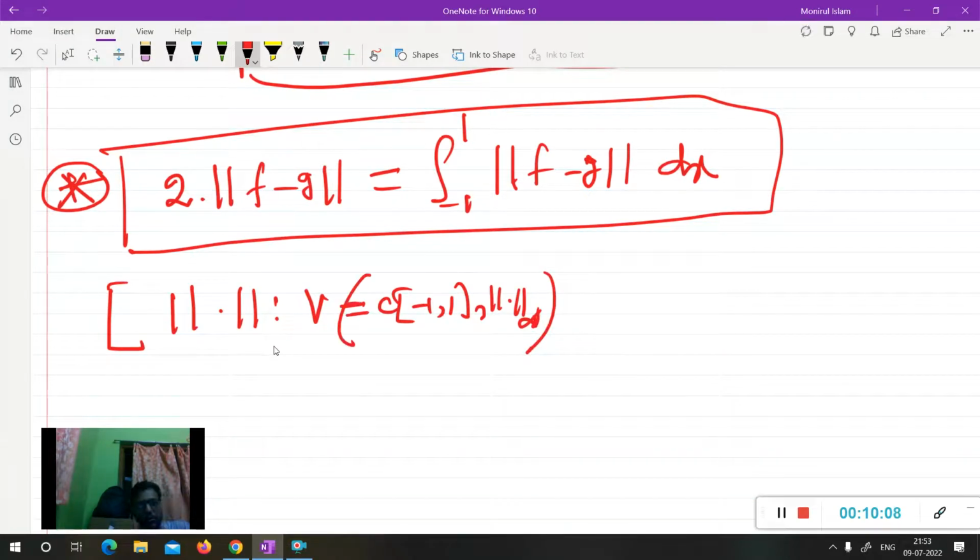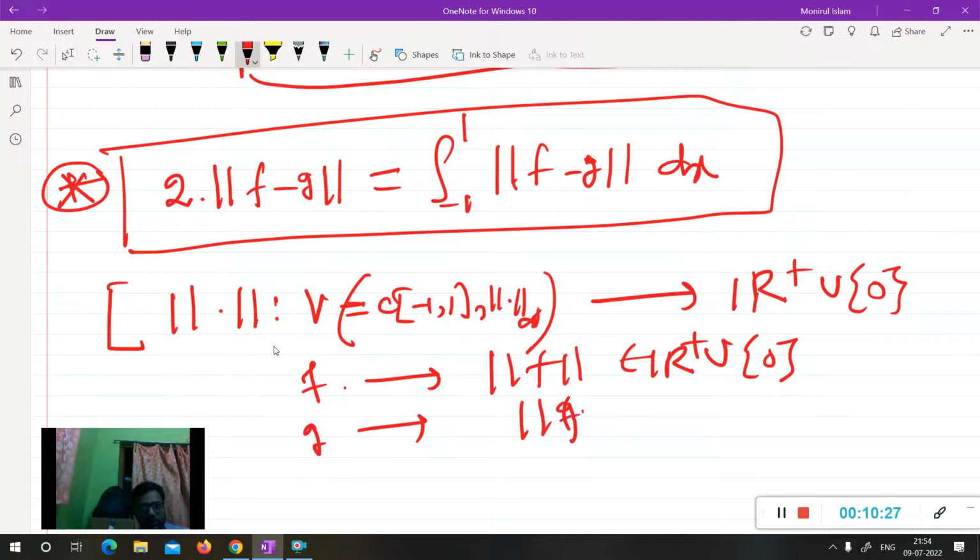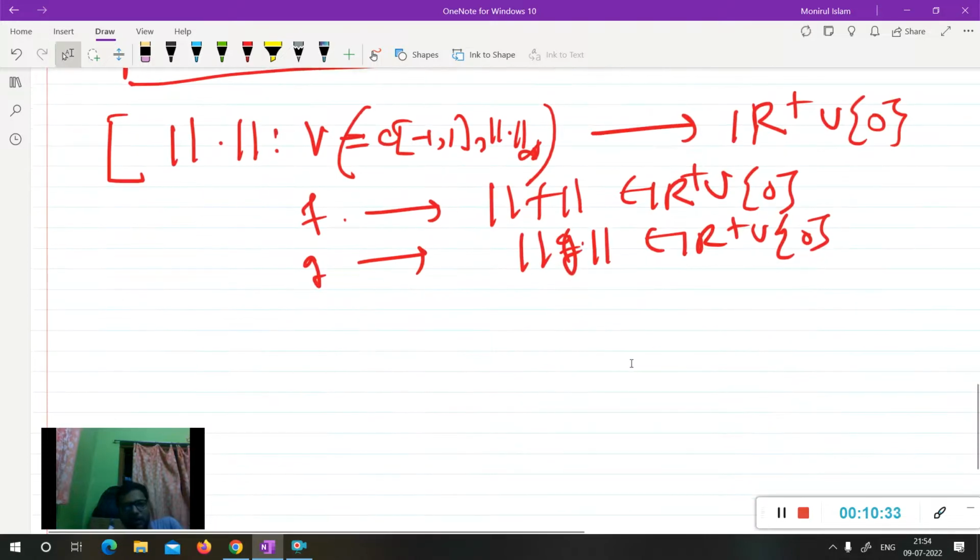So the norm is a function from the polynomial space to the scalar field. You can say R plus 0. If I take f here, then the norm gives a real number, either a positive real number or maybe 0. Similarly, if I take g here, then the norm of g is also a member of R plus union 0. It may be a positive real number or 0.